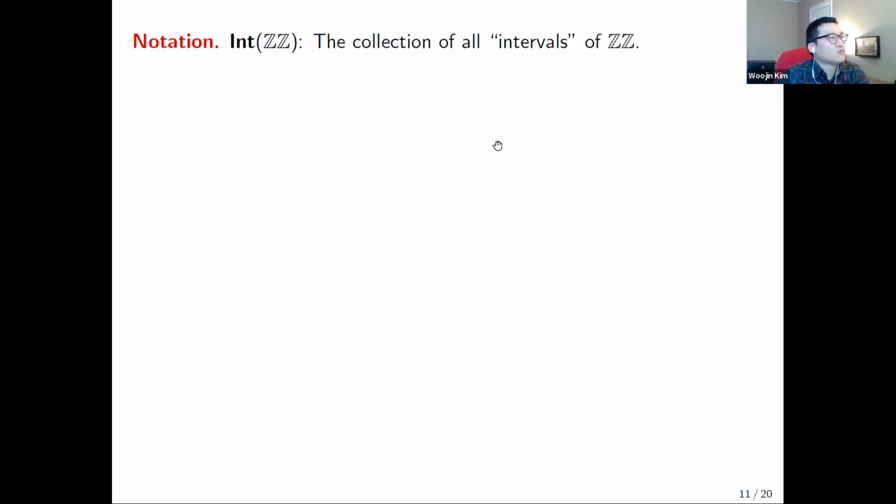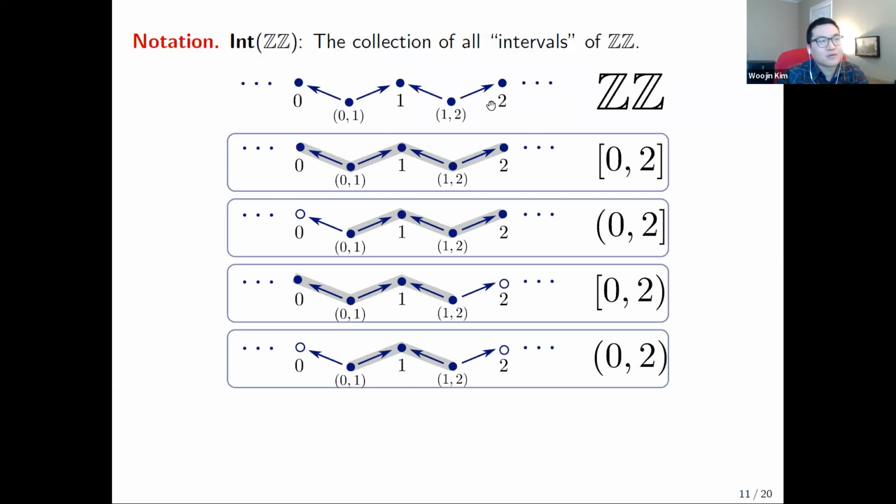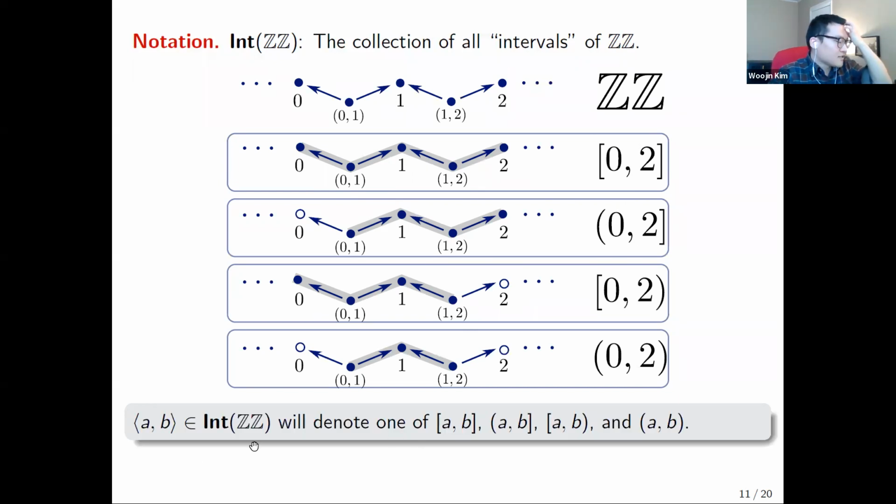And let me introduce one more notation, the collection of all intervals of the zigzag set. So we have this zigzag set. When you collect these 5 points, then that 5-point collection will be denoted by this closed interval [0, 2], because that's what we obtain when you union these indices. And likewise, we use these notations for denoting these collections of points. So angular bracket ⟨a, b⟩ will denote one of these types of interval.